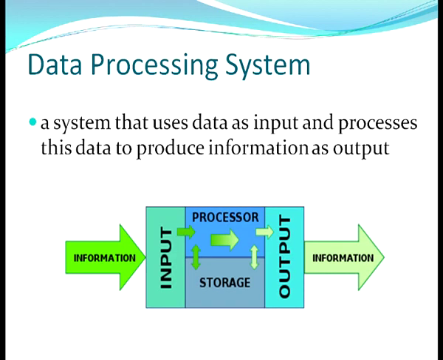So this particular block diagram shows you the data processing system. We have the input, we have the output. In between we have storage and processing. So this is a system that uses data as input and processes this data to produce information as output.